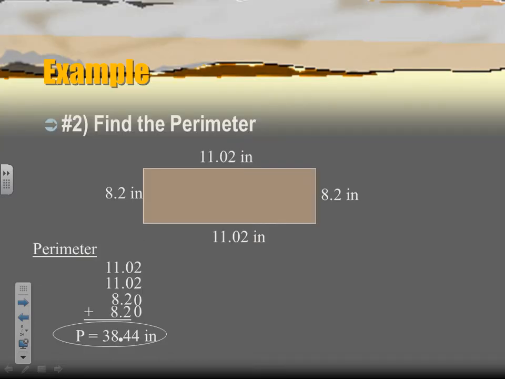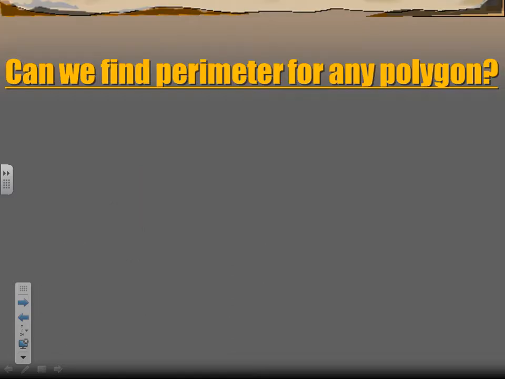What I would do in this case, this is fine if you do it this way. What I would do is multiply this 11.02, or 11 and 2/100ths, by 2 and this 8 and 2/10ths by 2 and then add those up. That seems a little quicker, more efficient for me. If it's not for you, you do it whichever way works for you.